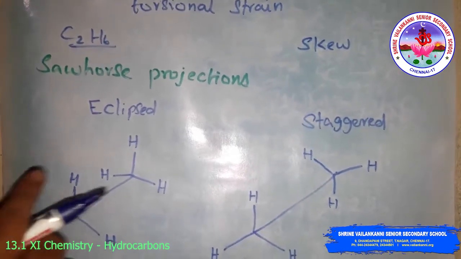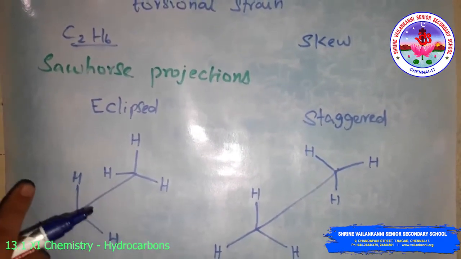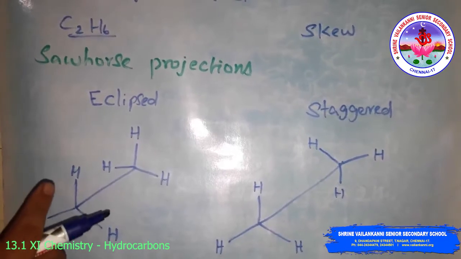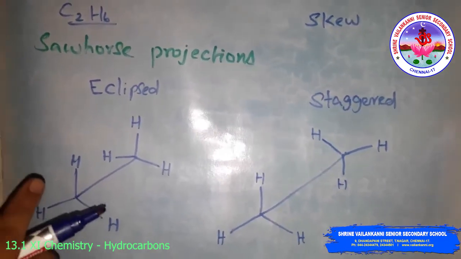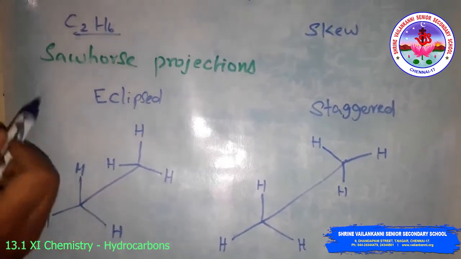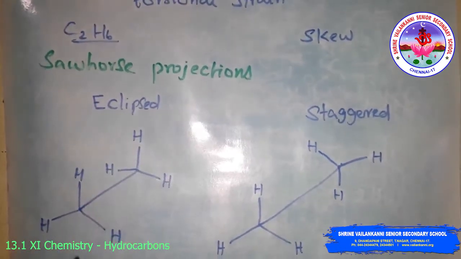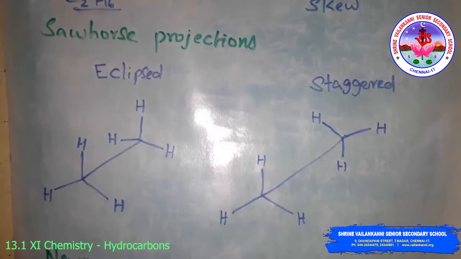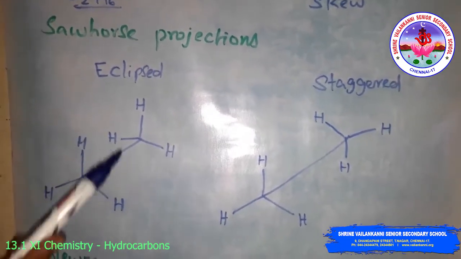It may be remembered that in all conformations, the bond angles and the bond lengths remain the same. The eclipsed and the staggered conformations can be represented by the Sawhorse projection and the Newman projection. First, we will see the Sawhorse projection.